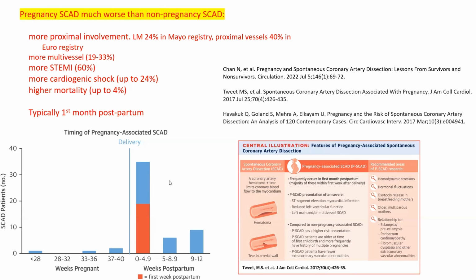Now, when does pregnancy SCAD occur? It's overwhelmingly in that first month, especially the first couple of weeks postpartum. It can happen in the last month of pregnancy. It can happen later on, up to 3 months, but it's really overwhelmingly those first few weeks. It happens more readily in older multiparous mothers.